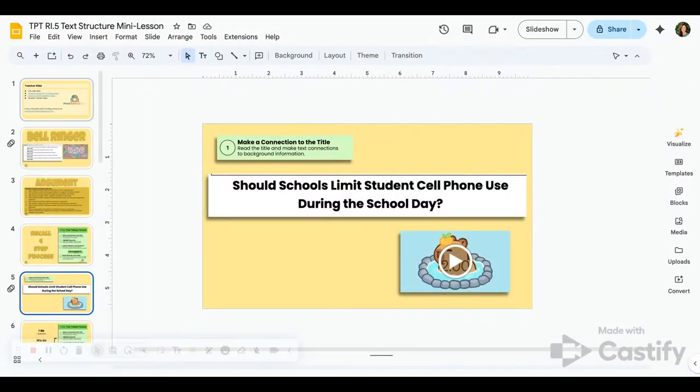So 5, you're going to make a connection to the title. Should schools limit student cell phone use during the school day? Have them make a 2-minute connection. So on their paper, they just write it down, maybe a text to self. I wish I could, maybe they'll say, I wish I could use my cell phone more in the day. I could see why they would say it's a distraction, blah, blah, blah. Maybe a text to text.